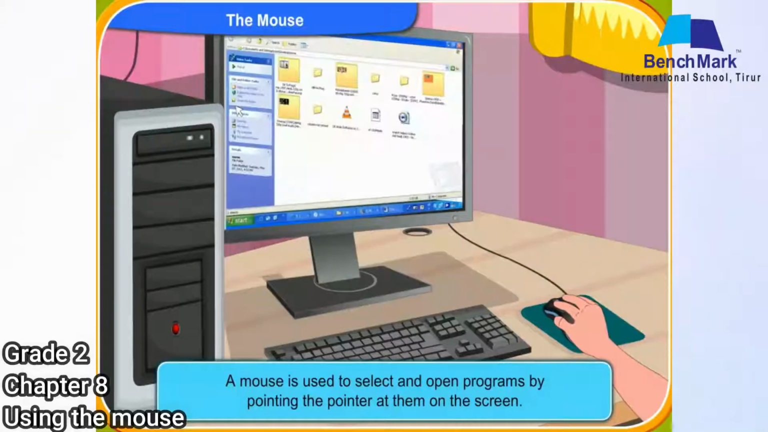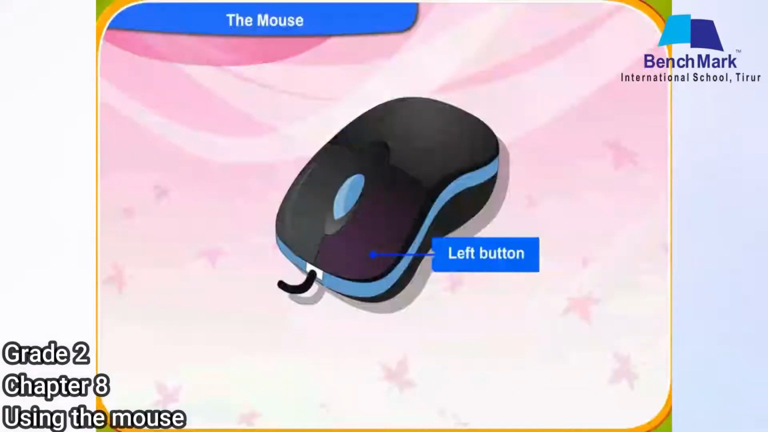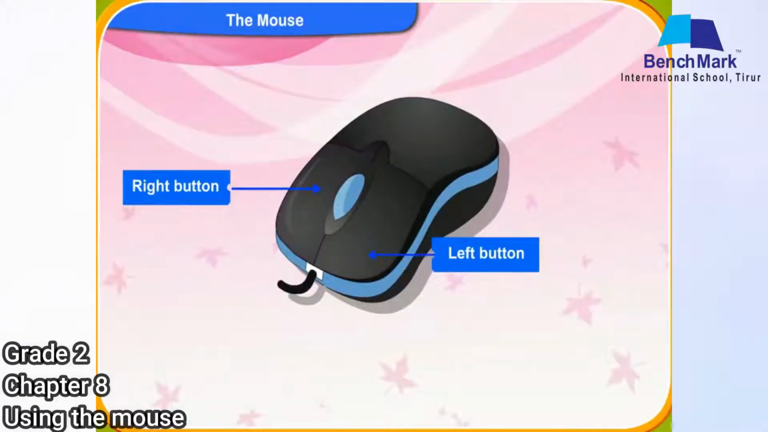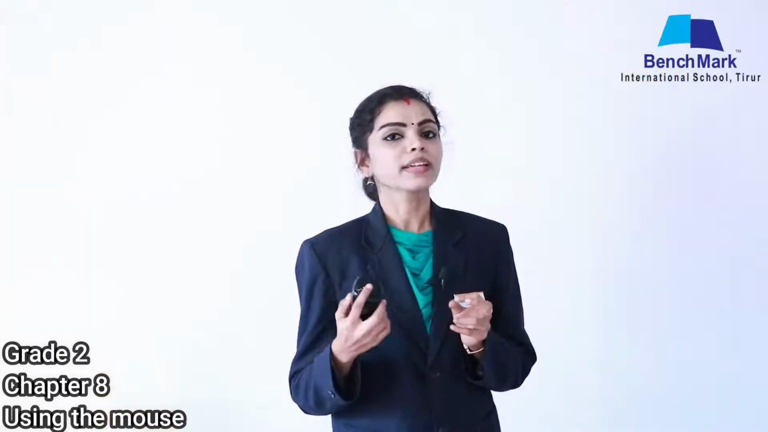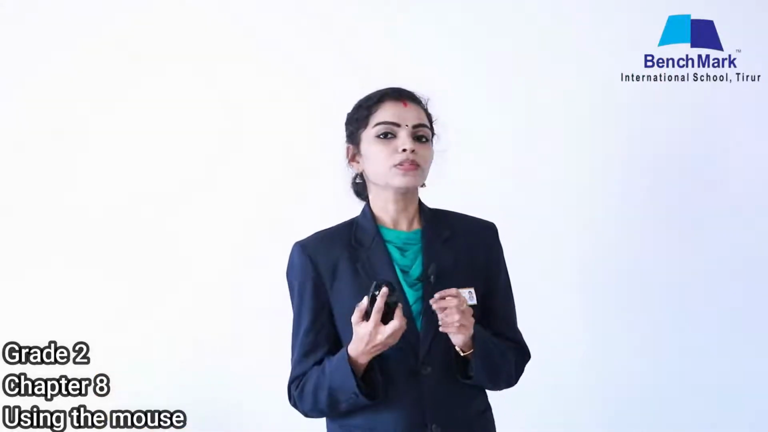Okay, and with the help of the mouse we can play games, we can draw, and all these things can be done with the help of the mouse, right? So what are the buttons that are available on a mouse? We have a left button, we have a right button, and we have a scroll wheel. This scroll wheel is used to move your page up and down. So by scrolling this you can move your page up and down.